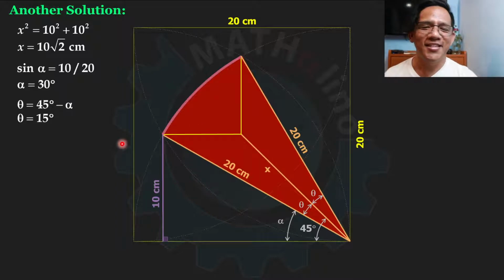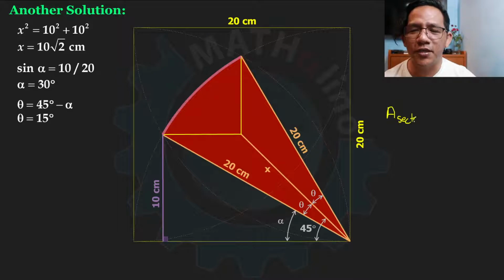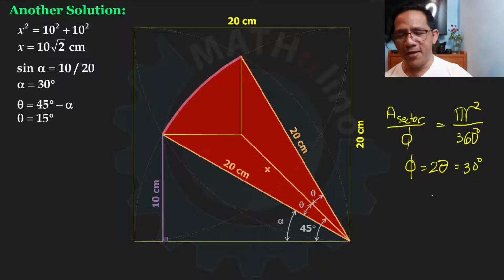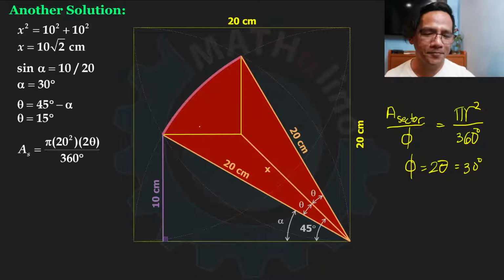All right, so what is the area of the sector? Again, the formula is what? I'll write it again. If you forget the formula, you can use ratio and proportion. The area of the sector of the circle is to the central angle, let us call that central angle phi because we have this 2 theta here, as the area of the whole circle, pi r squared, is to 360 degrees, if our phi is in degrees. Of course, from our figure, phi is equal to 2 theta, which is equal to 30 degrees.